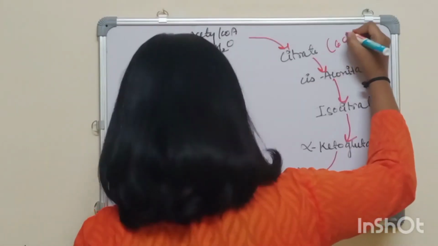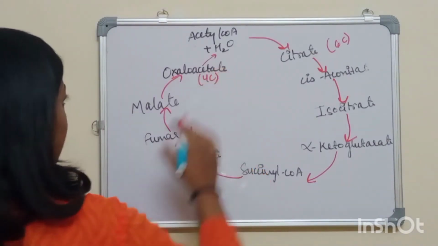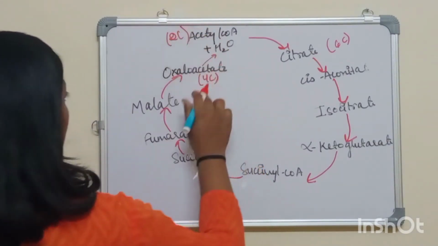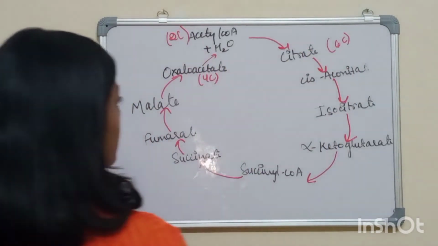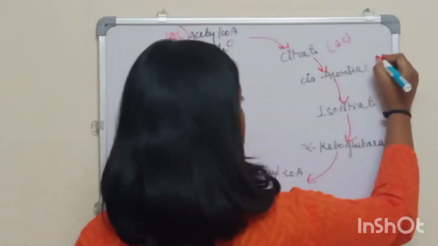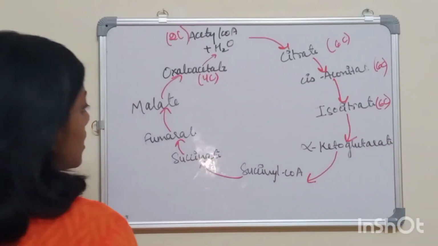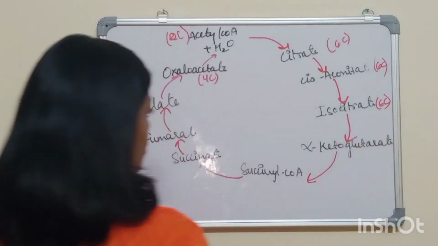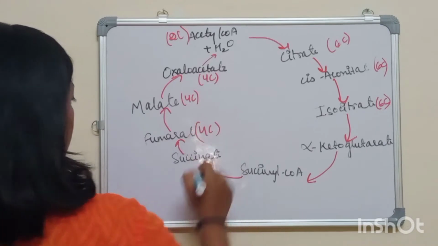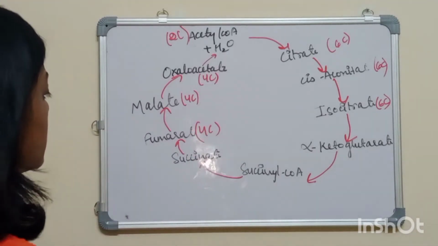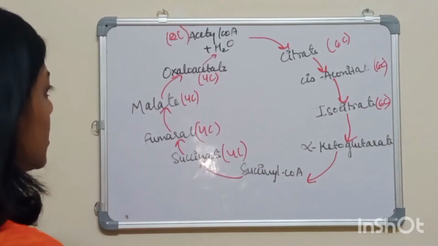Citrate is a 6-carbon molecule, while oxaloacetate was 4 carbon. Acetyl CoA is a 2-carbon molecule, so 4 plus 2, 6, combine to give citrate. Okay, that is 6 carbon. Now cis-aconitate is also 6 carbon. Isocitrate is also 6 carbon. This is 6 carbon up to this. Now malate is 4 carbon. Fumarate is also 4 carbon. Okay, this is also a 4 carbon molecule.